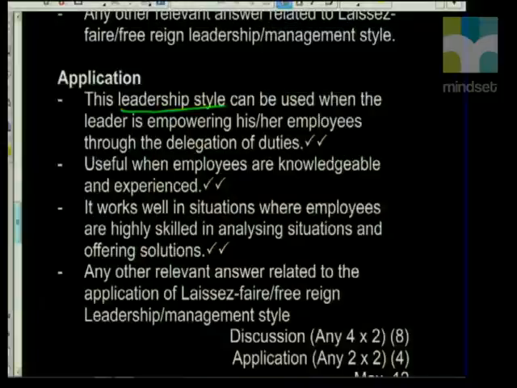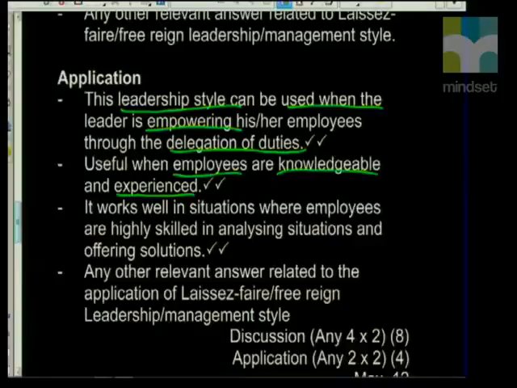Now, this leadership style can be used when the leader is empowering his or her employees through delegation of duties. So you're trying to boost your workers' morale through giving them power almost. Next, it's useful when employees are knowledgeable and experienced. So again, it'll be easier if you already know how the system works.